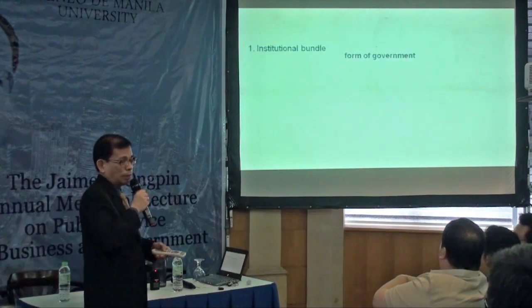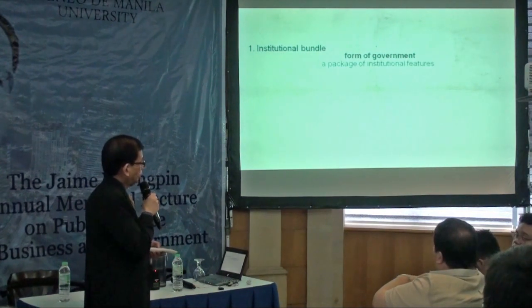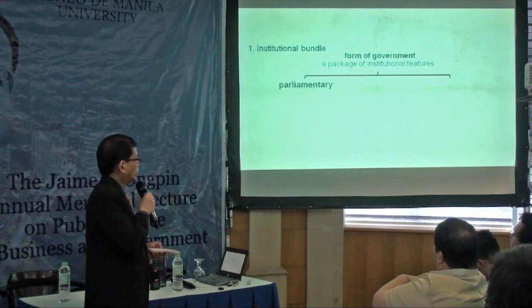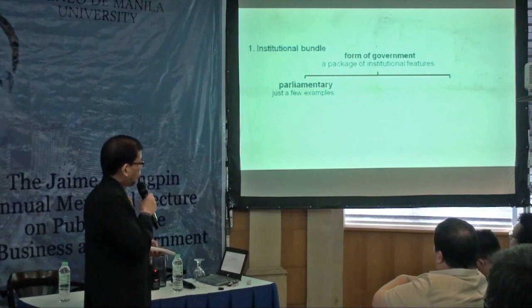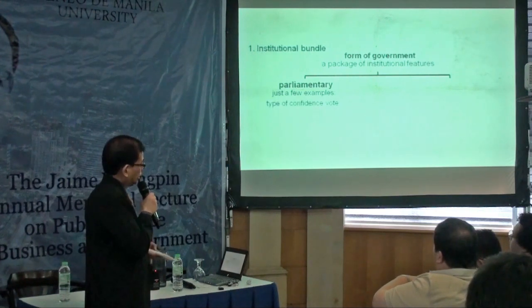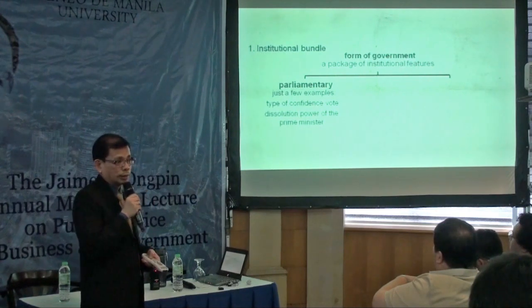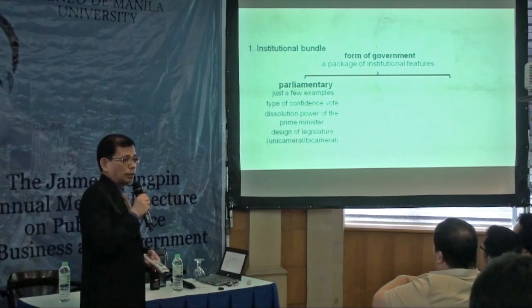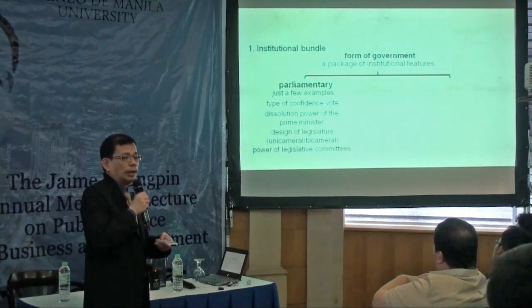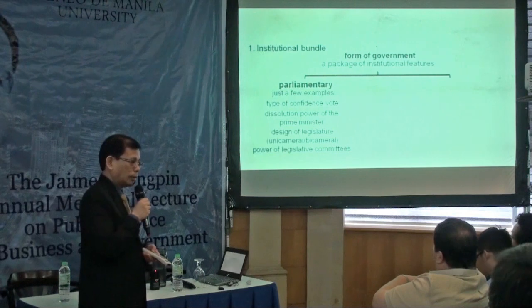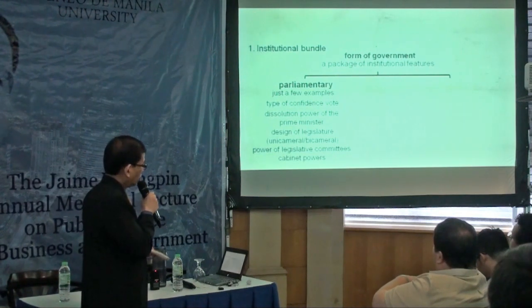The same thing happens in the form of government. You could also think of it as a package of institutional features, where in the parliamentary form, its performance would depend on a number of features. Just a few examples would be the type of confidence vote, dissolution power of the Prime Minister, the design of the legislature, whether it's unicameral or bicameral, the power of the legislative committees in a parliamentary form, and the cabinet powers of the government.